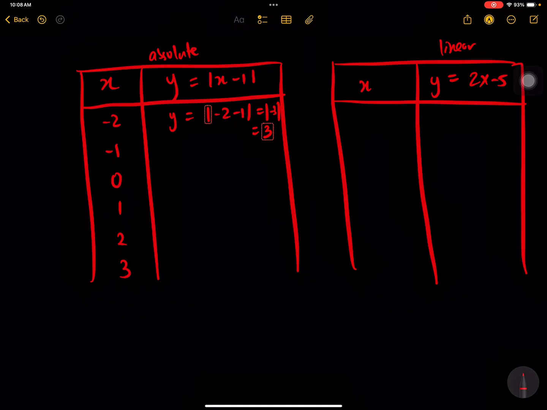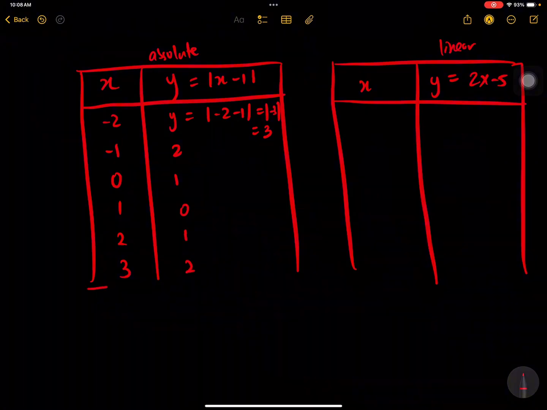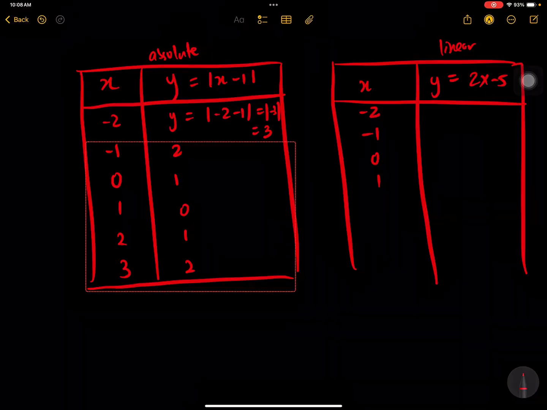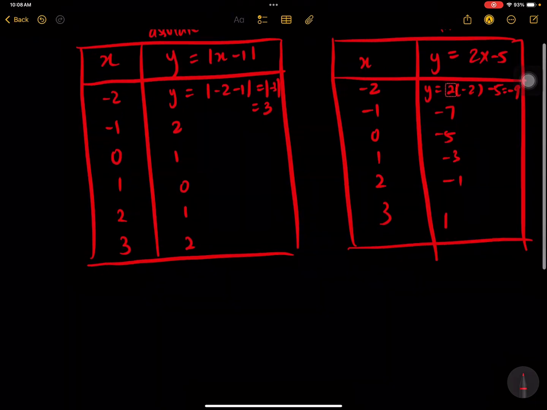Okay, next. Here is 2, 1, 0, 1, 2. For linear, next: negative 2, negative 1, 0, 1, 2, 3. So substitute inside here, 2 times minus 2 minus 5, you will get minus 9. Okay, so next, minus 7, minus 5, minus 3. Everything you need to calculate one step by step. Minus 1, 1. Okay, then from this table, I will draw my graph.